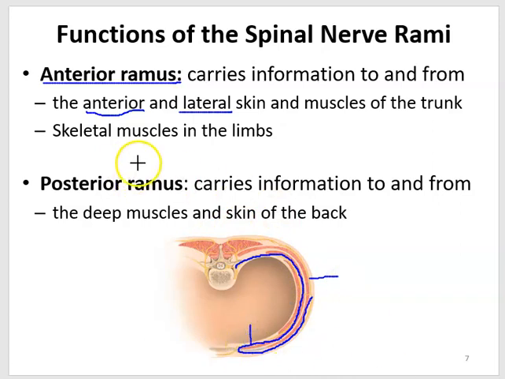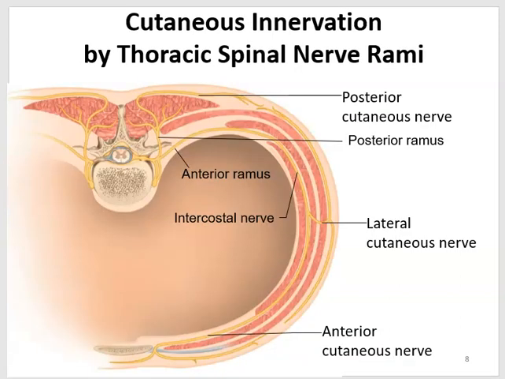Also, the anterior rami of certain spinal nerves will give rise to nerves that go to skeletal muscles in the arms and the legs. The posterior ramus carries information to and from the skin and muscles of the back. So the posterior ramus is right there. So let's look at the cutaneous innervation, skin innervation by both rami on an enlarged picture.